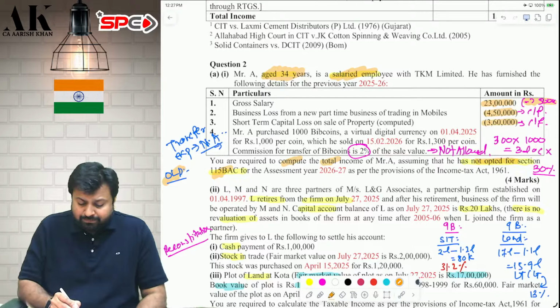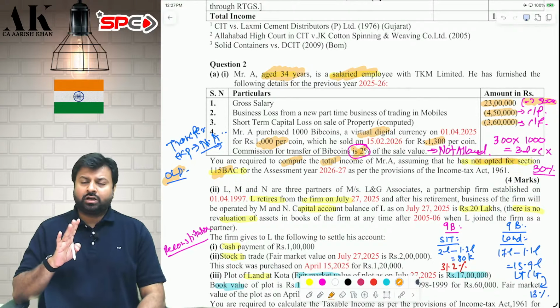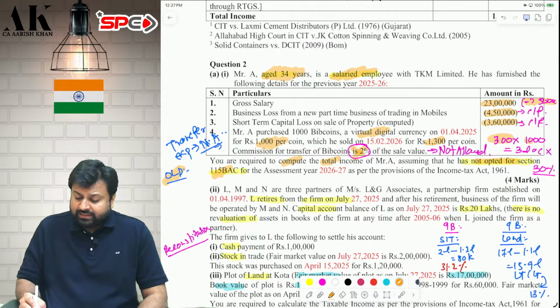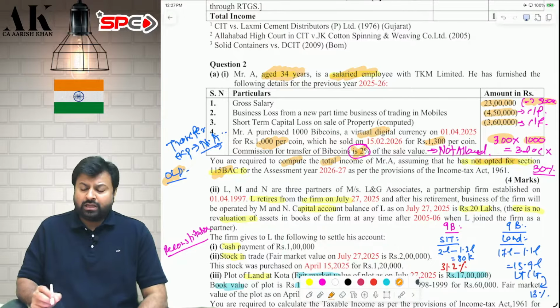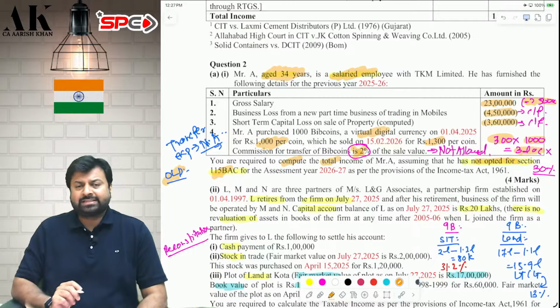Then you have purchased some bitcoins at 1,000 rupees, which is a virtual digital asset, and you have sold for 1,300. Transfer expense is not allowed; in case of a virtual digital asset, transfer expenses are not allowed. So you purchased for 1,000 and sold for 1,300. Therefore 300 is the profit. That profit multiplied by the number of bitcoins, 1,000, that is 3 lakh rupees, will be subject to tax at flat 30% tax plus cess.